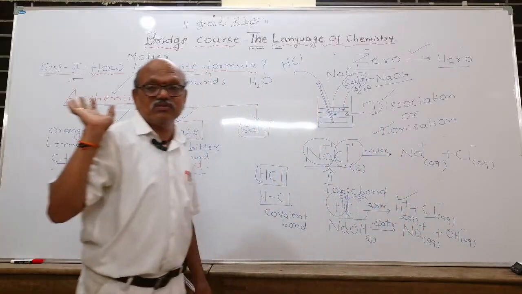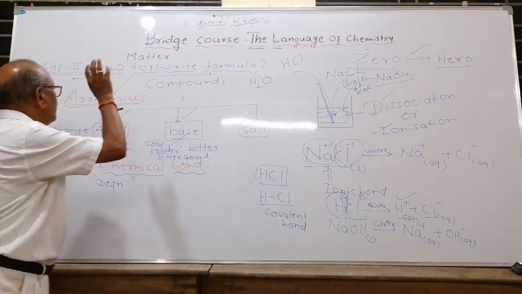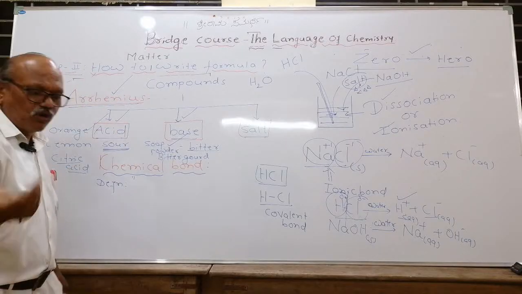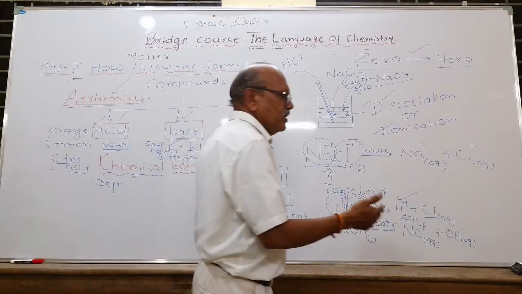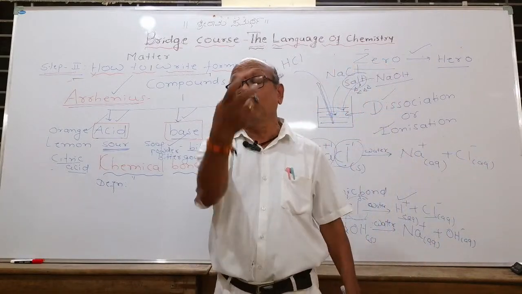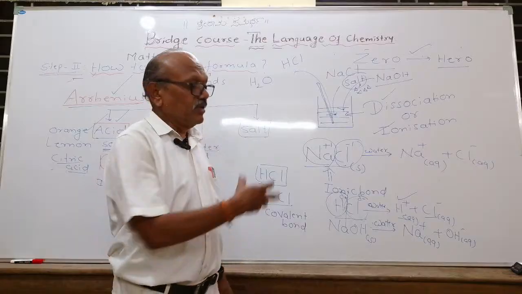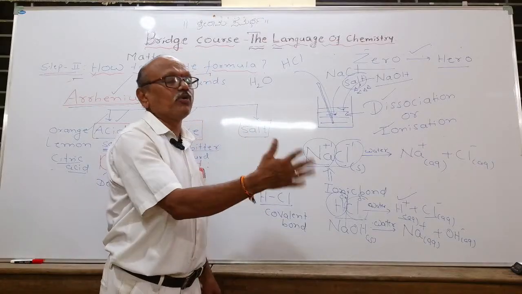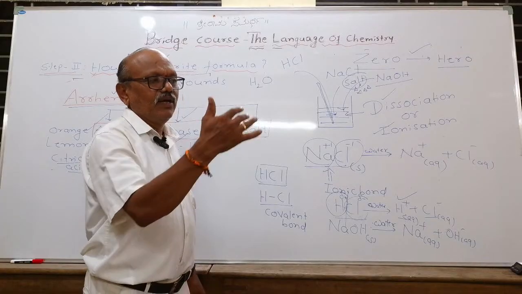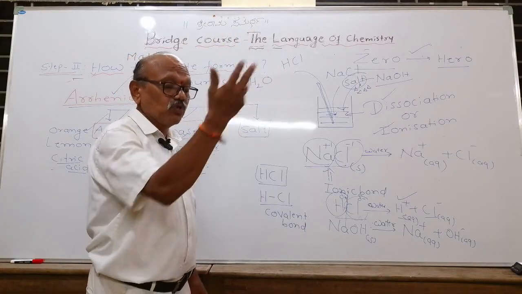OH minus ions. It is a very old theory, the first theory. After that, many electronic theories developed in modern times. Modern Lewis theory came, electronic theory came, Bronsted-Lowry theory came. Arrhenius theory is the first theory. The next theory is Bronsted-Lowry theory. PUC students will be learning it later. And Lewis theory is the most modern theory.